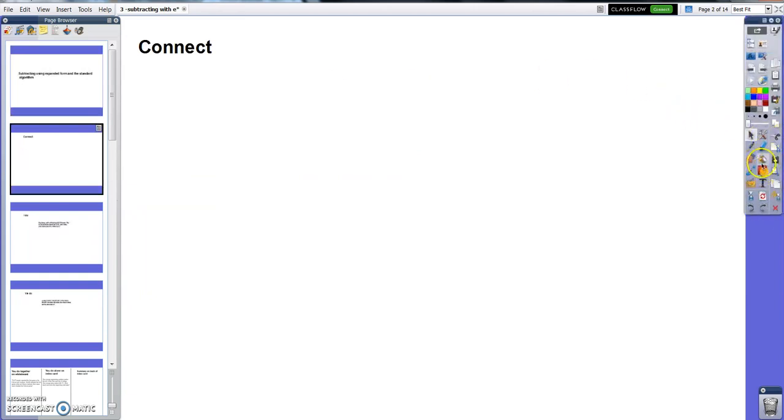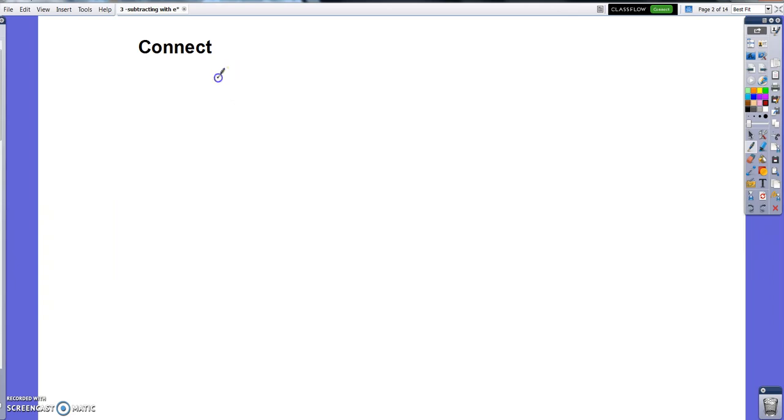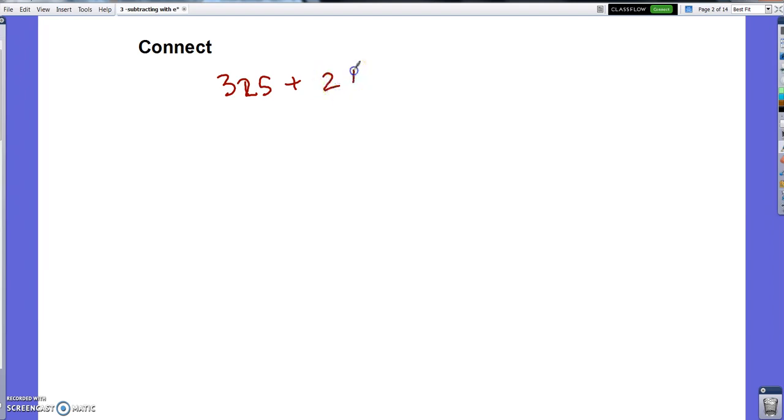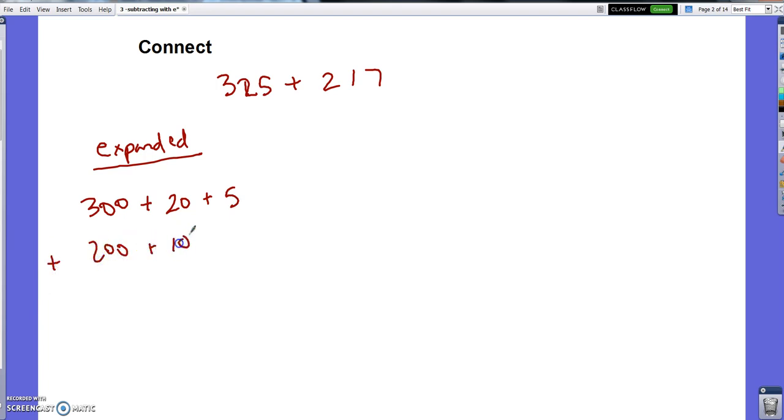So real fast, just as a quick review, in our last couple of lessons we added a problem like 325 plus 217. If we used expanded form to add those, we did something like this. We took the two numbers, broke them into expanded form, 300, 20, 5 and 200, 10, 7. And we added in this direction. We went from the ones up through the hundreds.